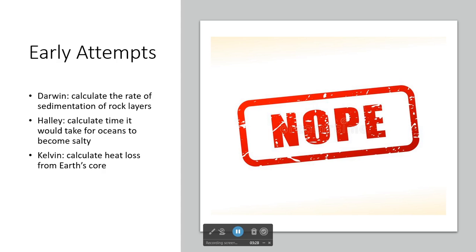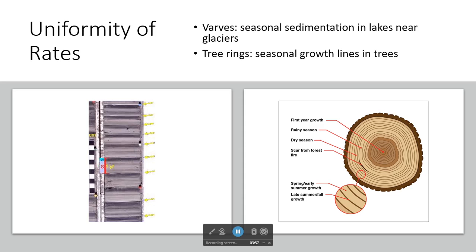For instance, Darwin's calculation of sedimentation is flawed because sediment does not deposit uniformly throughout the world. There can be environments where a lot of sediment is being deposited in a short period of time, whereas there can be an environment where sediment is being deposited over a much longer time scale. And we can observe those things today. So a reminder that uniformitarianism is something that's necessary when calculating these ages. Something that's really important here is a uniformity of rates, basically. And we can see this in different environments.